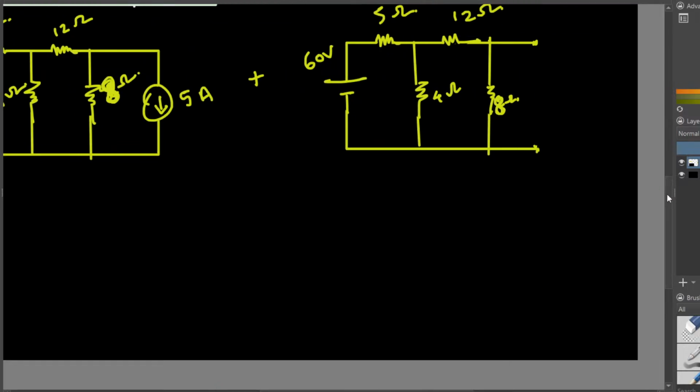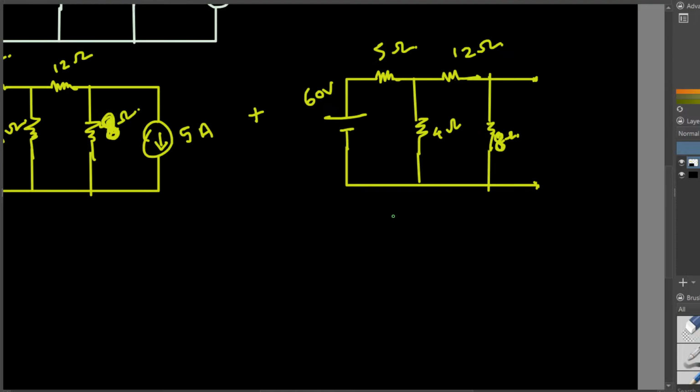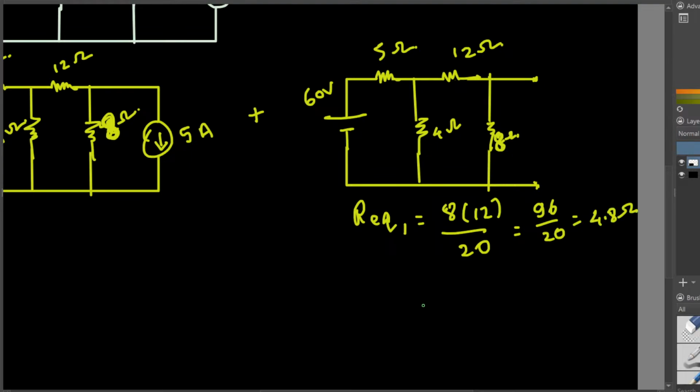So here we have 8 and 12 in parallel. The equivalent resistor, if I combine them together, is going to be 8 times 12 divided by 8 plus 12, product over sum, that's 20. 12 times 8, 8 times 10 is 80, 8 times 2 is 16, so this is 96 divided by 20. 96 divided by 20 is equivalent to 48 divided by 10, so 4.8 ohm resistance. So the equivalent for this one is 4.8.